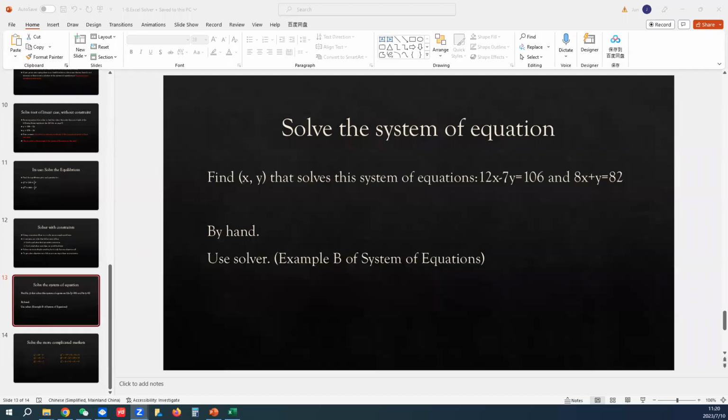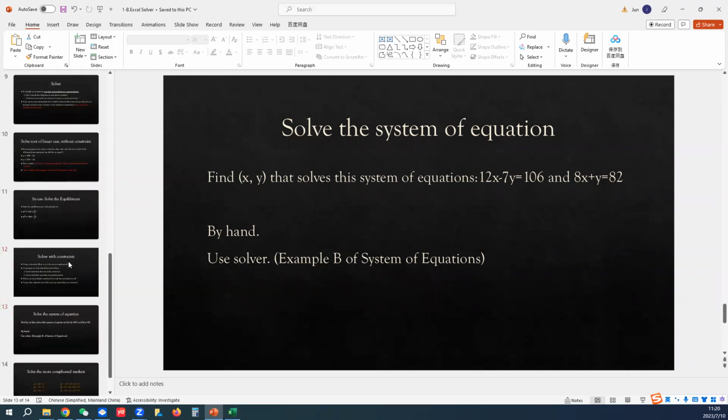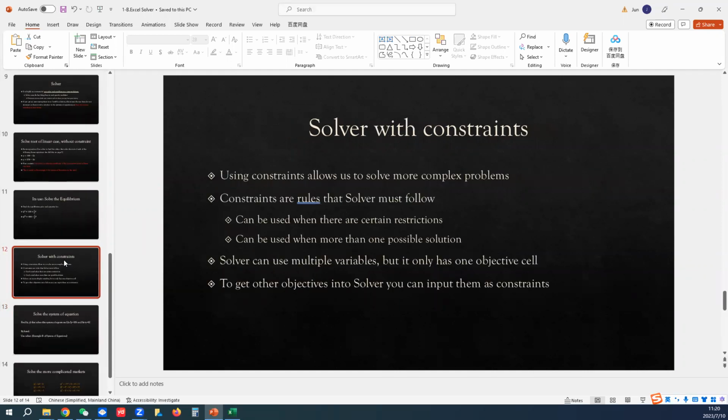Here is the second version of the solver problem, which is to solve with constraints. Using constraints allows us to solve more complex problems. Constraints are rules that solver must follow. It can be used when there are certain restrictions, and when there is more than one possible solution. And solver can use multiple variables, but only has one objective cell.